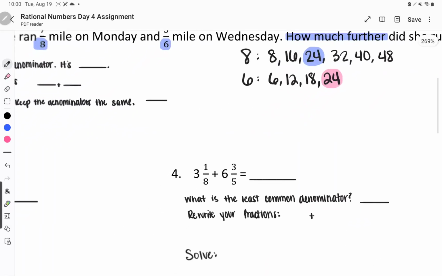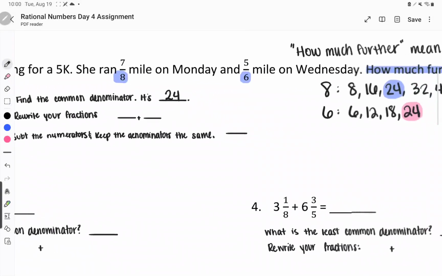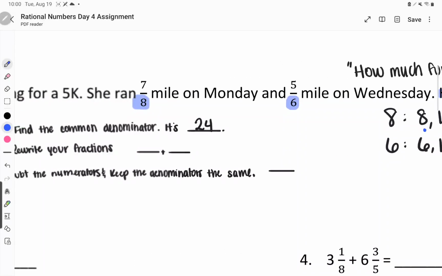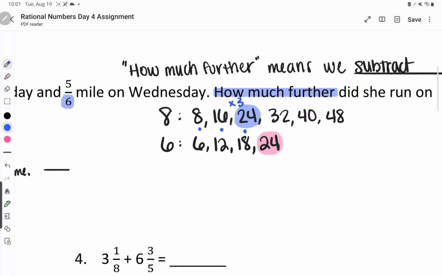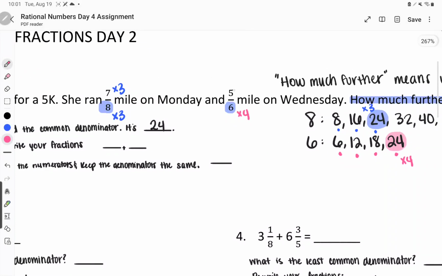After we find the common denominator, we have to figure out how to get 8 to 24. So how do you get from 8 to 24? We would multiply by 1, 2, 3. So we multiply that times 3. And if I multiply 8 times 3, what else do I need to multiply by 3? 7. So I would have 7 times 3. And then for 6, we would multiply 6 by what? 1, 2, 3, 4. And if I multiply 6 by 4, what else do I multiply times 4? 5.